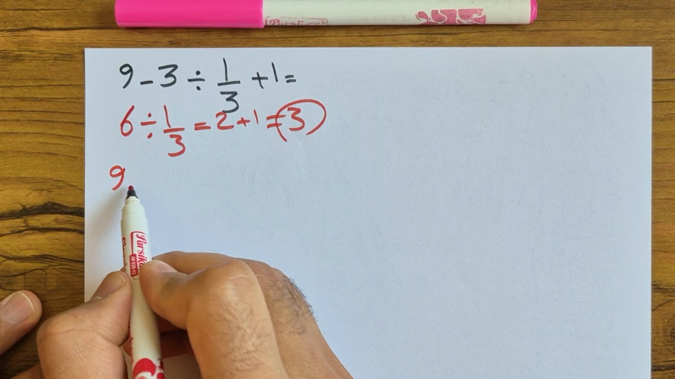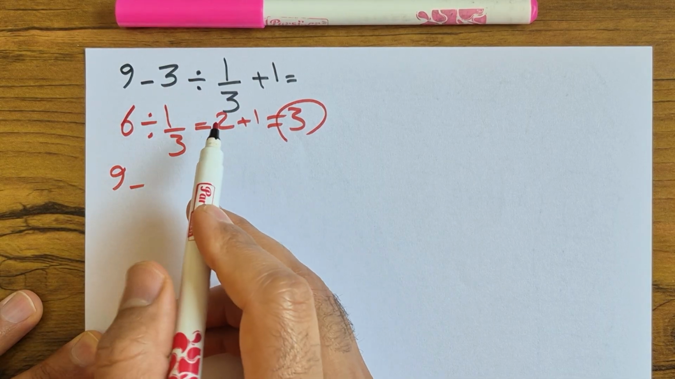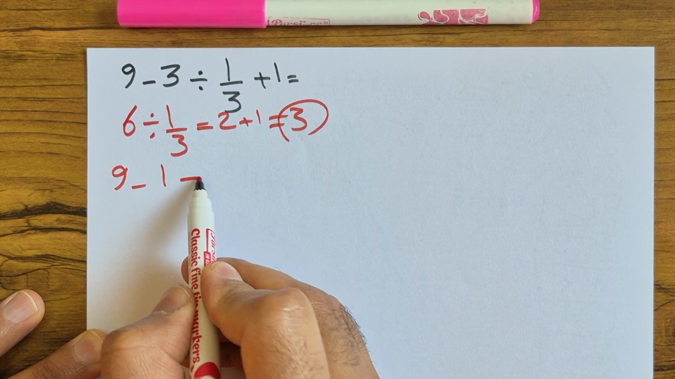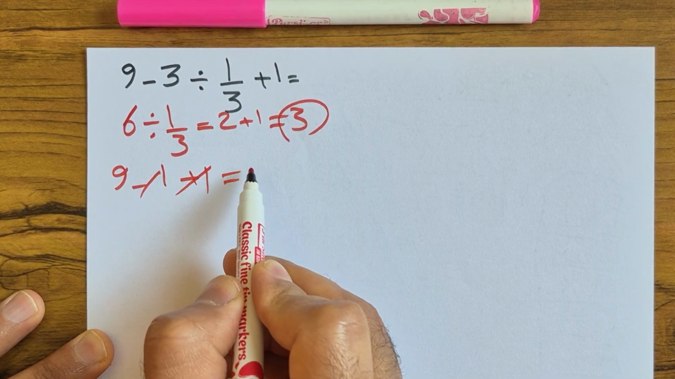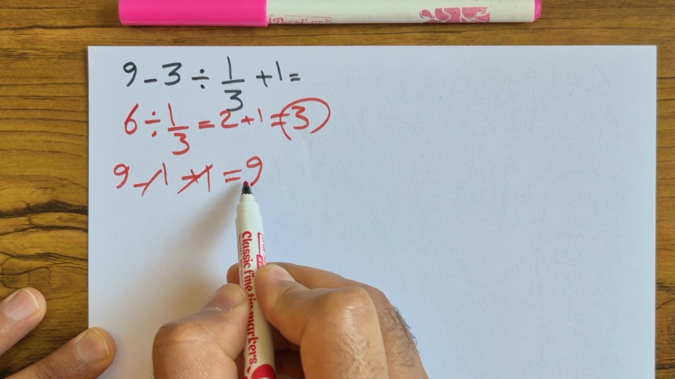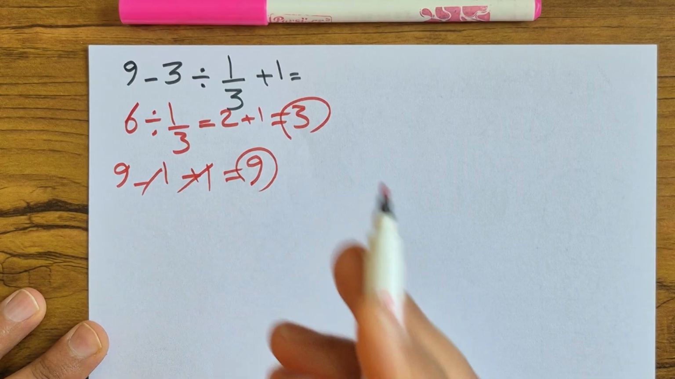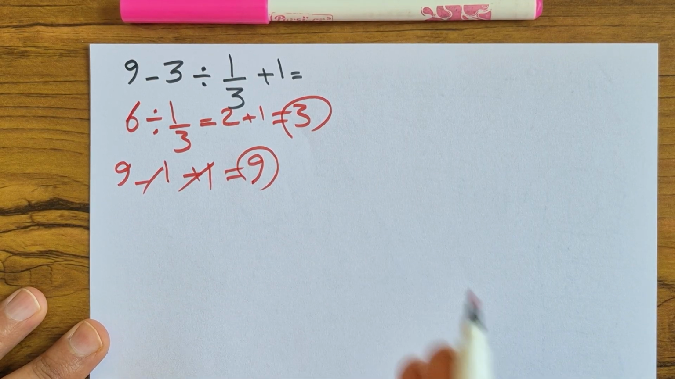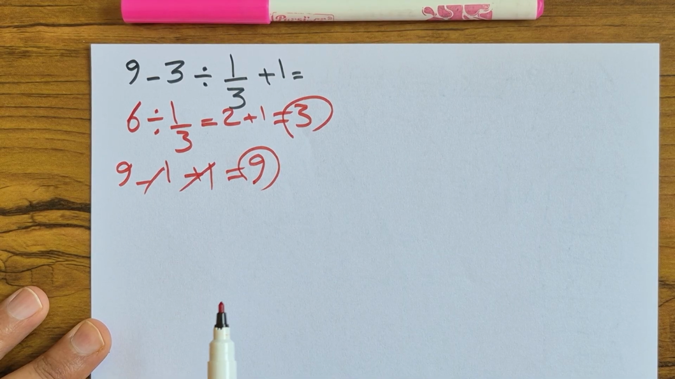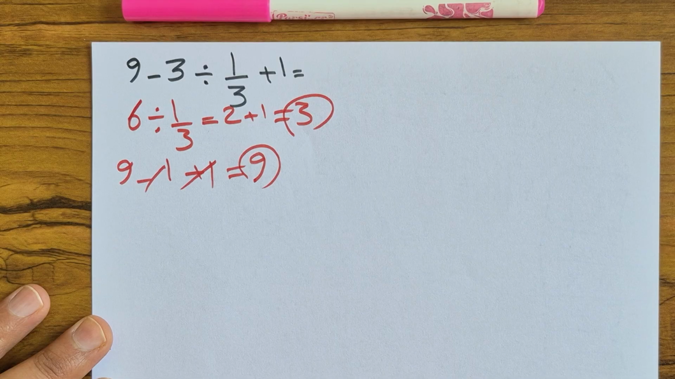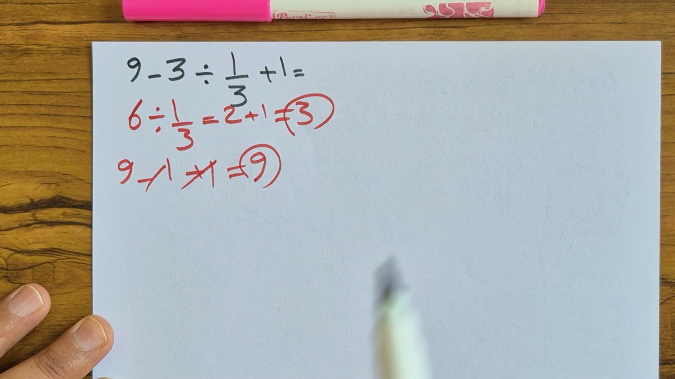So 9 minus 3 divided by 1/3, it's just minus 1, and then plus 1. The answer is 9, maybe. No way, that's the wrong answer, because you fell for a lot of big traps in the order of operations and in doing the fractions. But what's the correct order of operations? You must learn this once and for all.